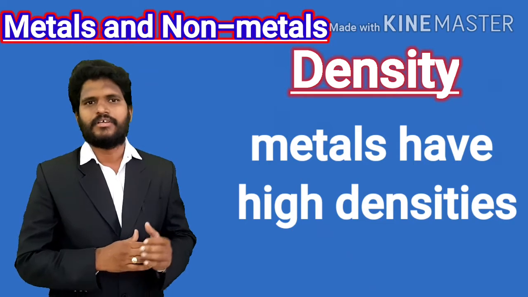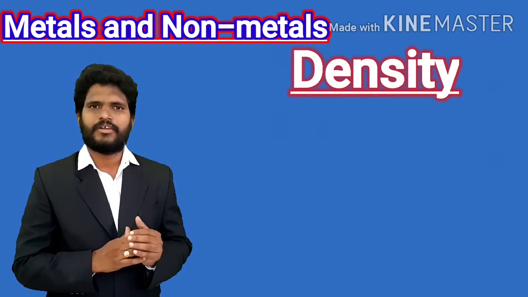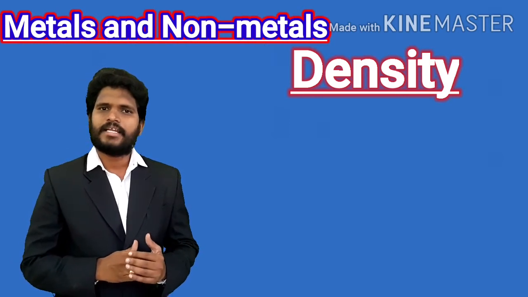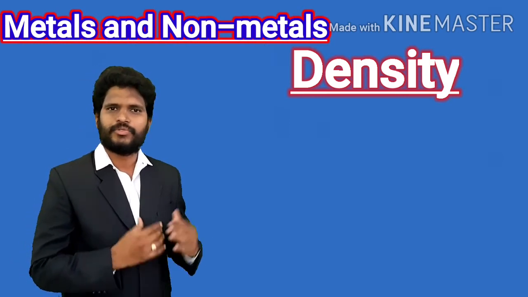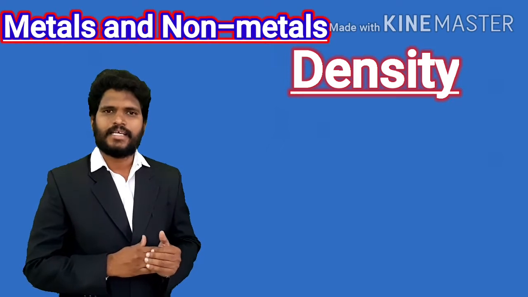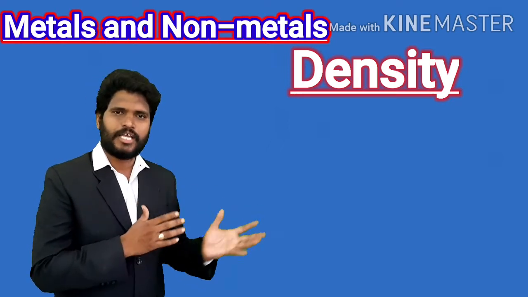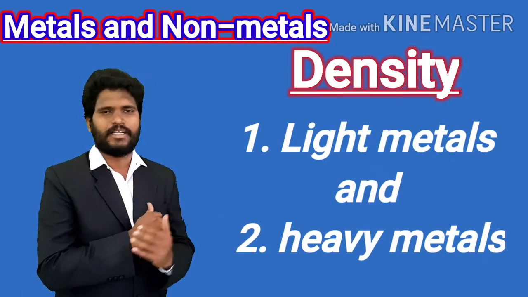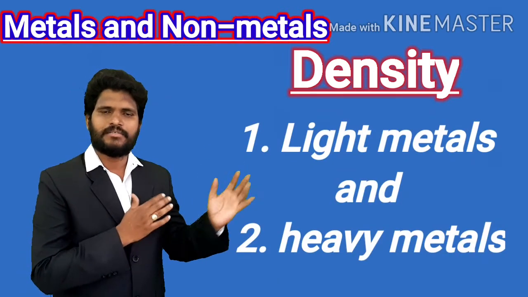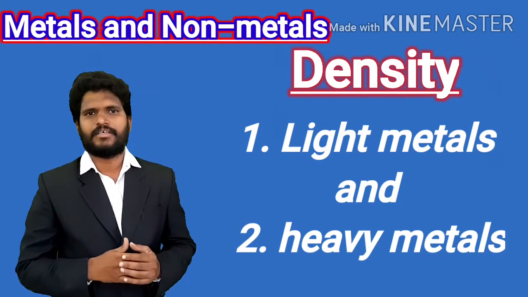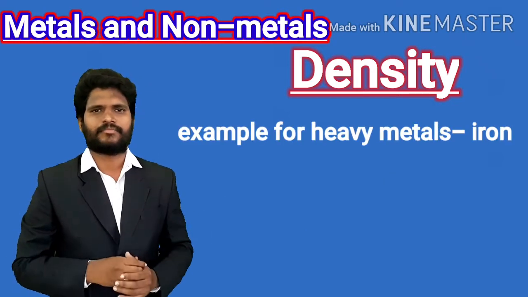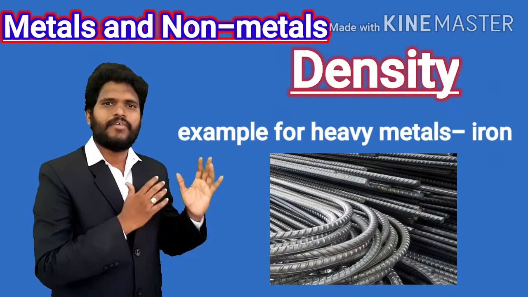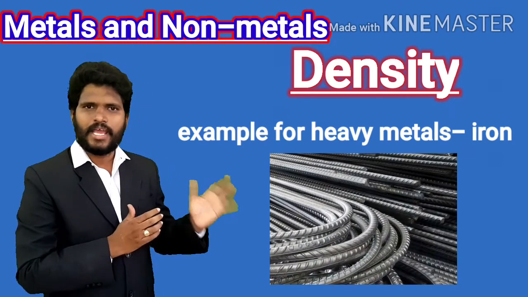Based on this density, metals are classified into two types: light metals and heavy metals. For example, iron comes under heavy metals.